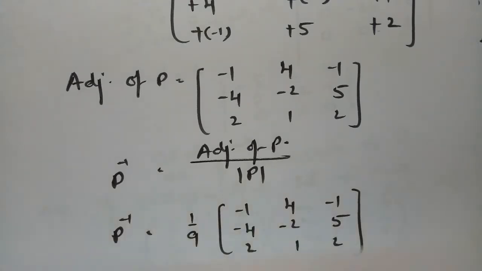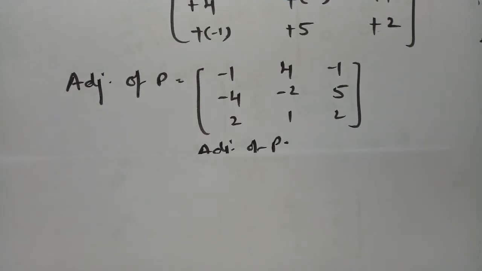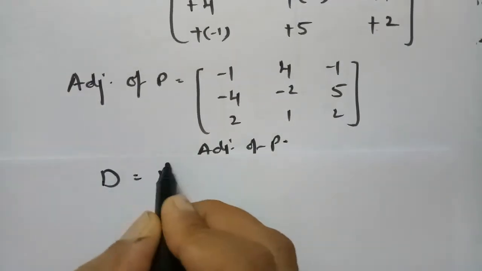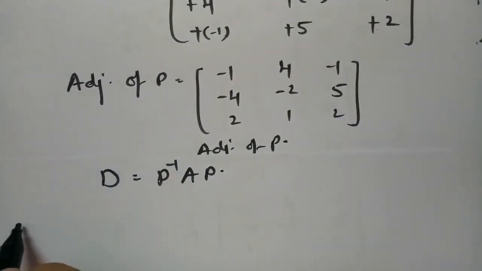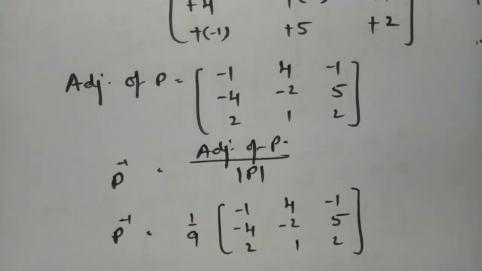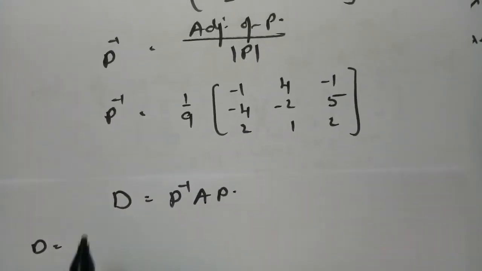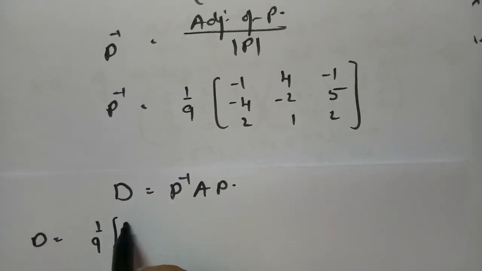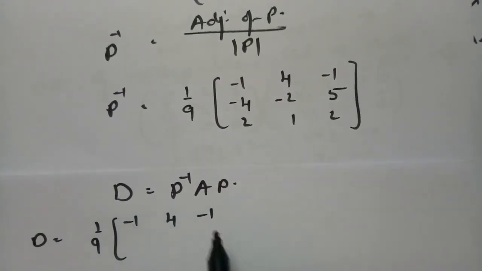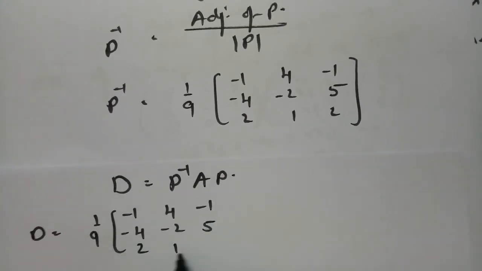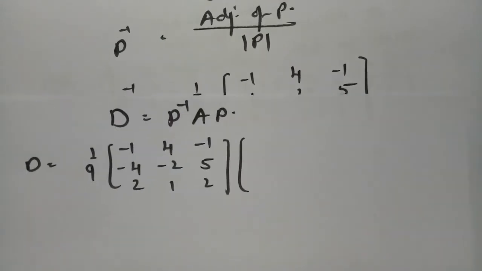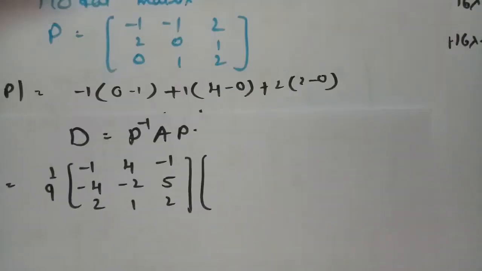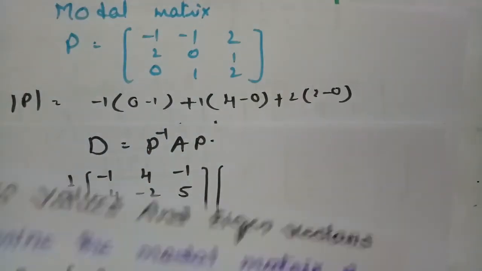In order to diagonalize the matrix, we have D is equal to P inverse AP. So what is P inverse here? Just now I found that P inverse is nothing but 1 by 9 times of [-1, 4, -1], [-4, 2, -5], [2, 1, 2]. And what is A? A is nothing but our question here. I'll show you.